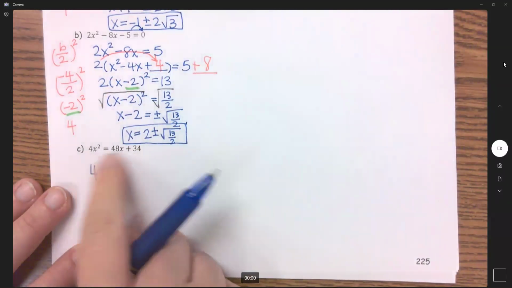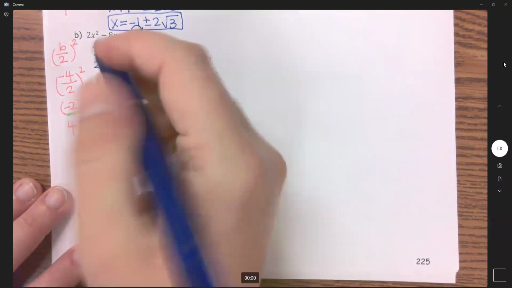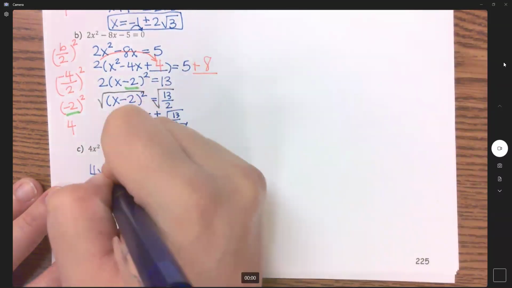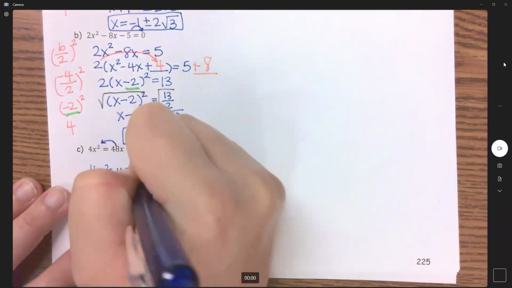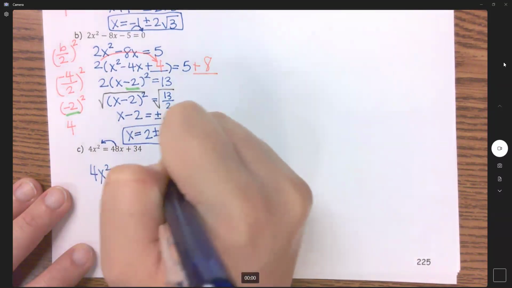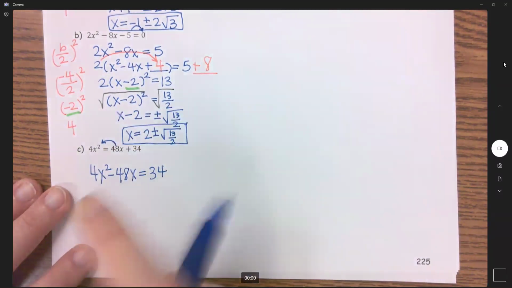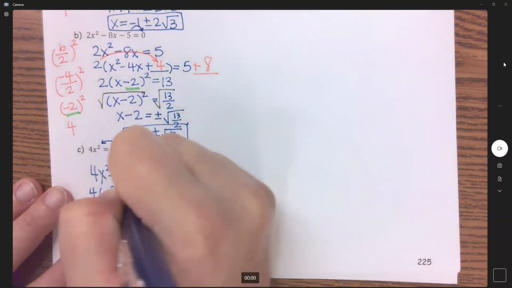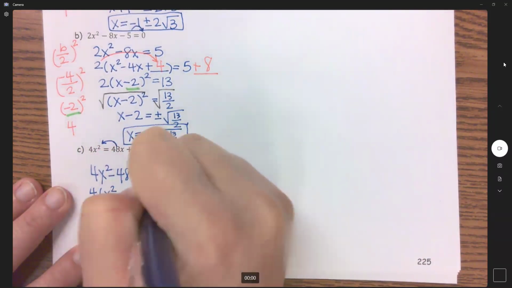So this time, this is in the right form. What I need to do is move that 48x over here to the left. We'll do that by subtracting. Now we need to get rid of this coefficient. So we're going to factor out that 4. Leave some room.